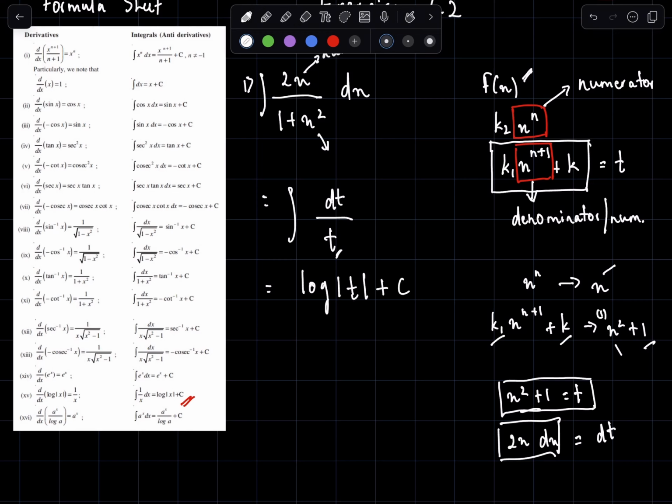Right? Now go back to the substitution. We have to change it to the form of x. So we found the integral. What is t? t is x squared plus 1. So we have log of x squared plus 1 plus c.